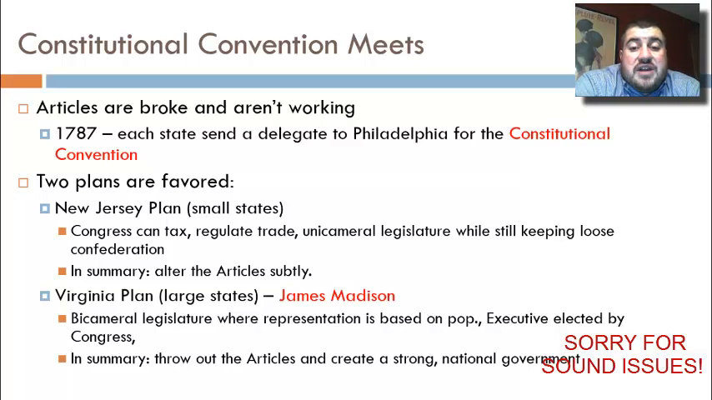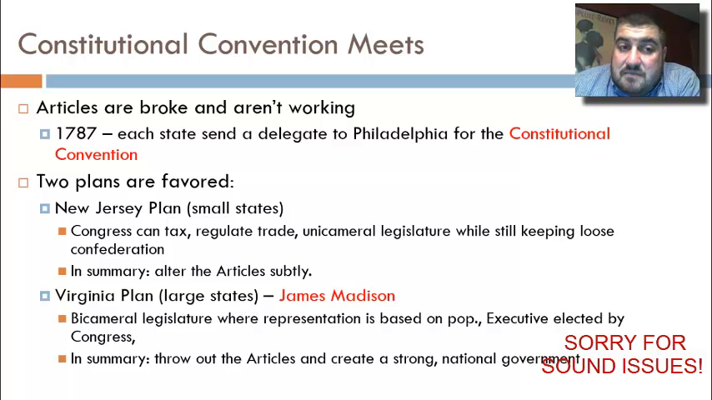The Virginia Plan basically wants to scrap the Articles and create a strong national government with a bicameral legislature where, in both houses, representation is based on population. So Virginia would have more votes than New Jersey or Rhode Island because it has more people living there. And they would also have an executive branch elected by Congress. Well, the small states want the New Jersey Plan. The large states want the Virginia Plan.